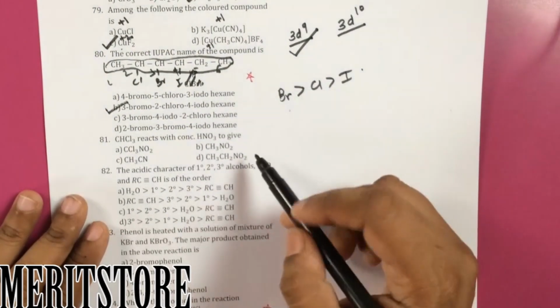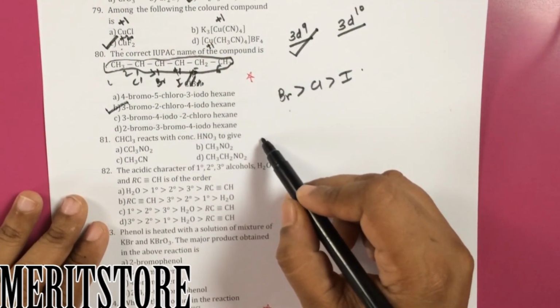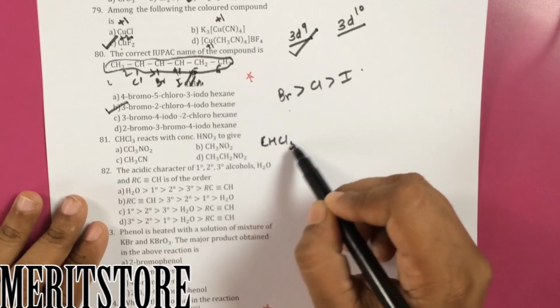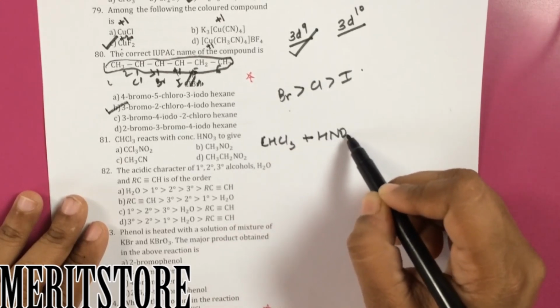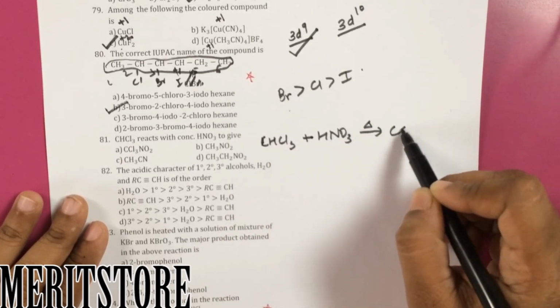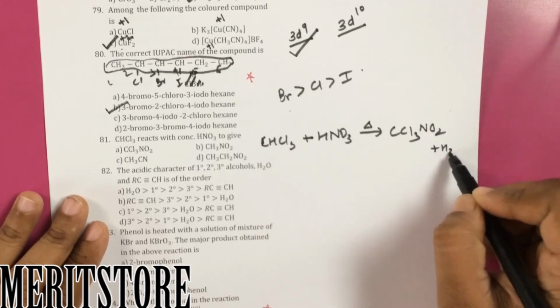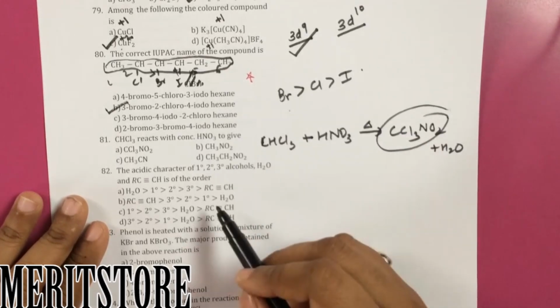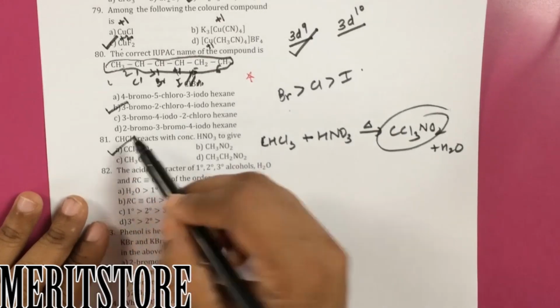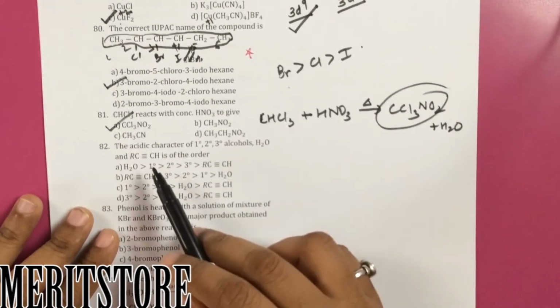Question number 81. CHCl3 reacts with concentrated HNO3 to give. When chloroform is allowed to react with HNO3 on heating, it gives CCl3, where the proton is replaced by the NO2 group. This is called chloropicrin. Therefore, option A.